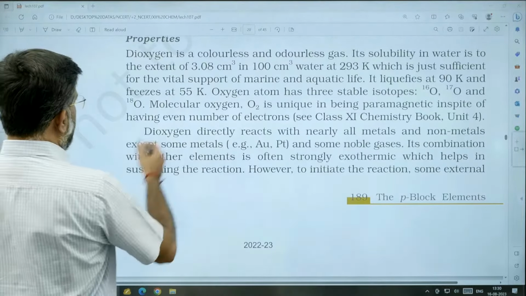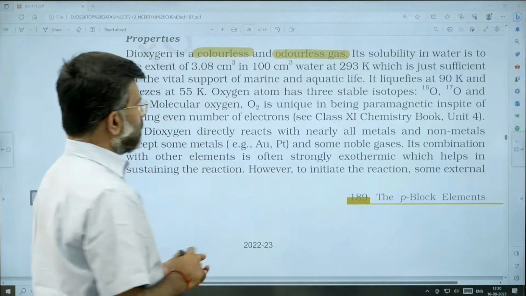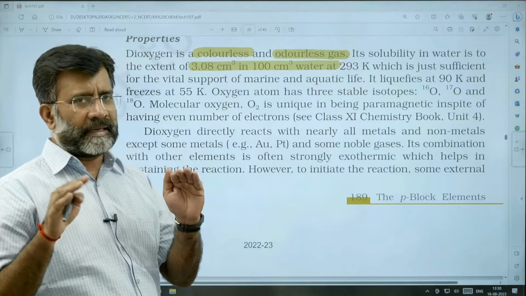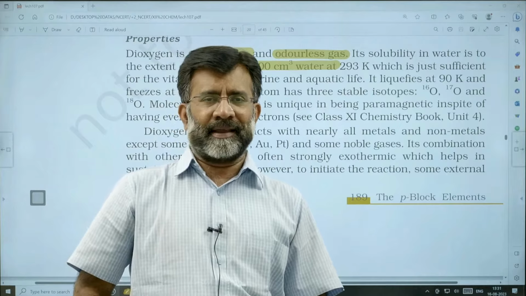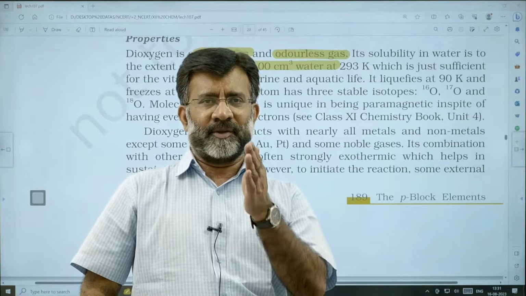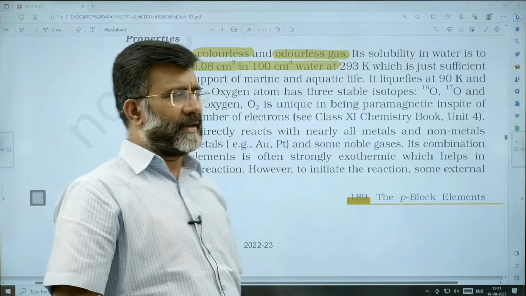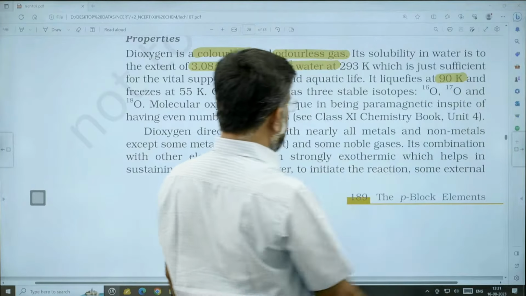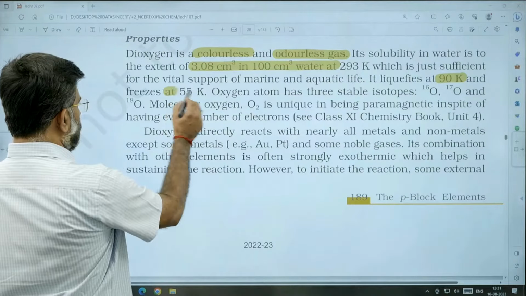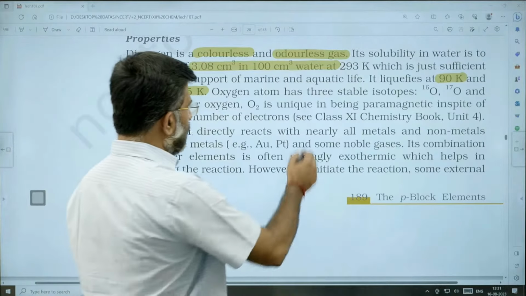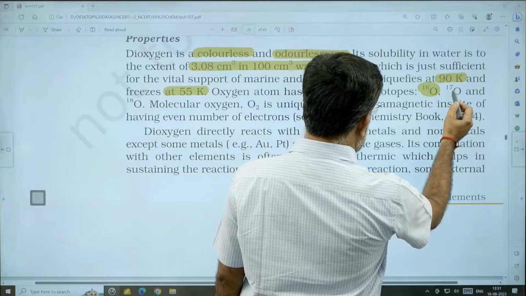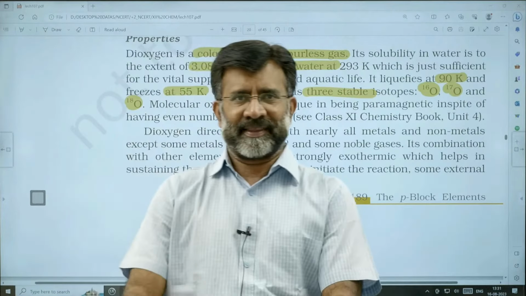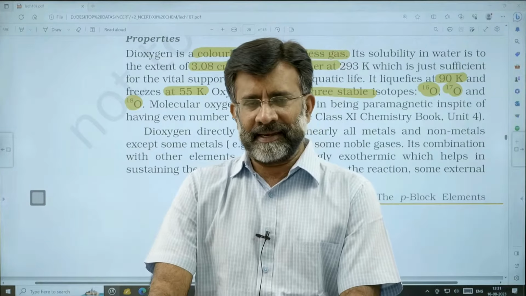It's a colorless, odorless gas. Its solubility is sufficient enough to maintain aquatic life. Aquatic life requires dissolved oxygen, you know. The liquefaction temperature is 90 Kelvin, while the freezing temperature is 55 Kelvin. There are 3 stable isotopes: oxygen 16, oxygen 17, and oxygen 18. Right? Oxygen 16, 17, 18.